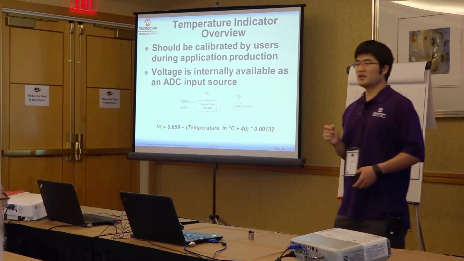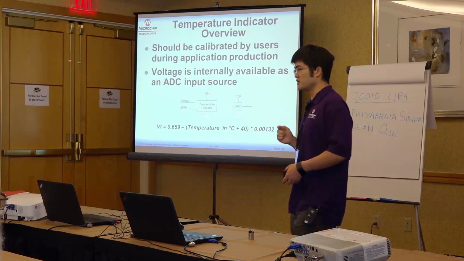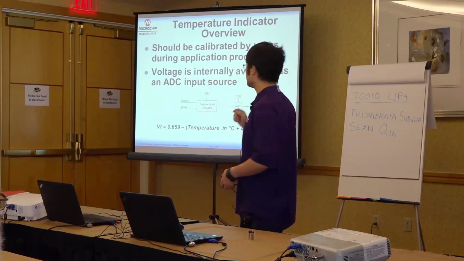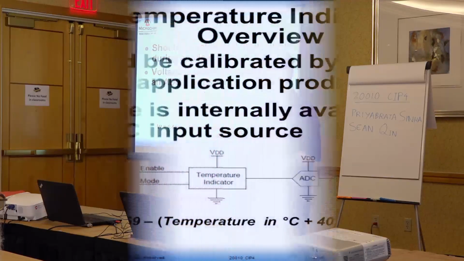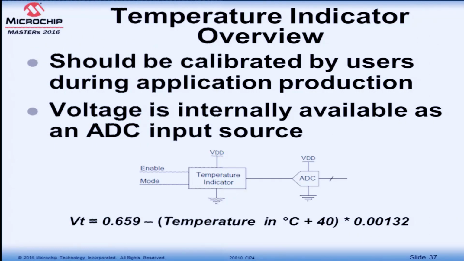One important note if you really want to use this temperature indicator is that it should be calibrated by users during application production because, again, it is using the junction voltage threshold, right? So it can be different. There's a little bit of variance between each batch of production because the junction can be distorted.